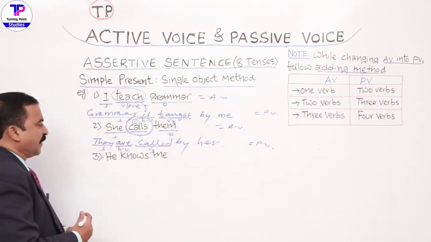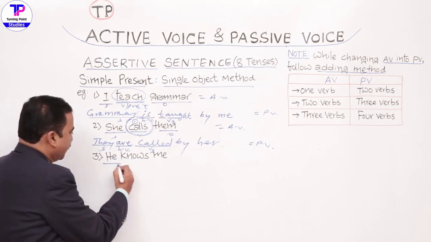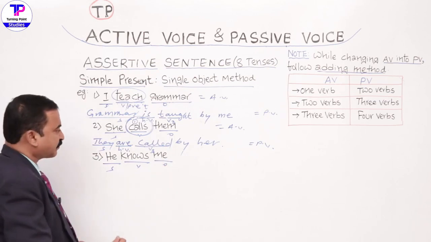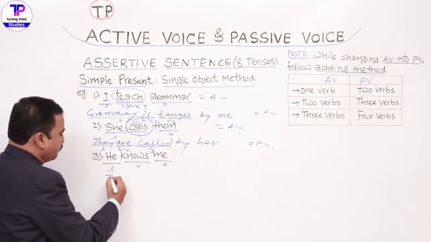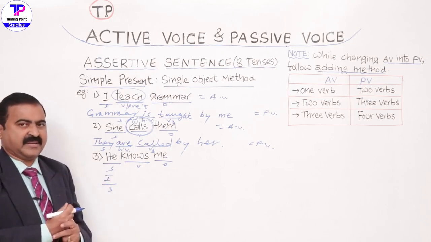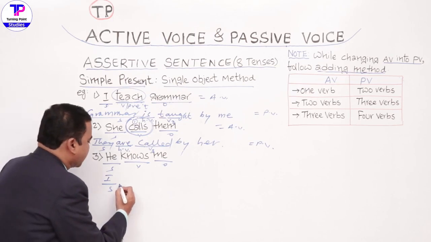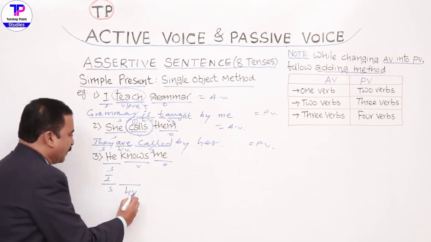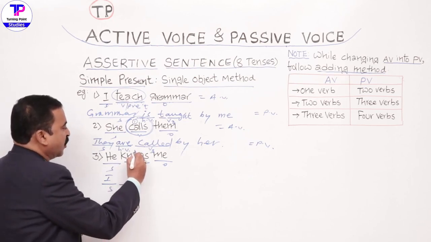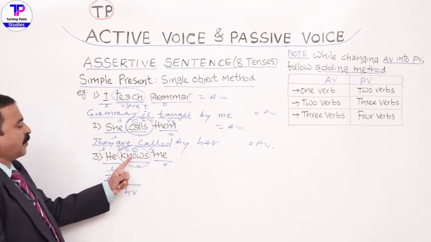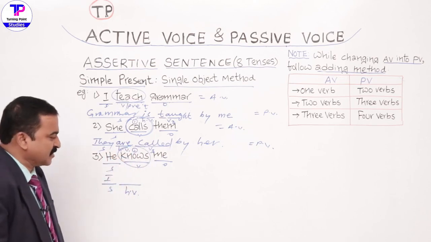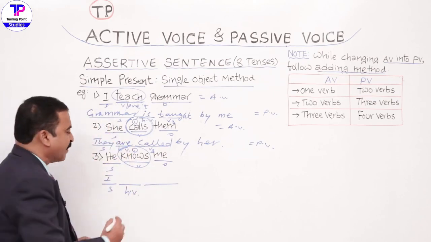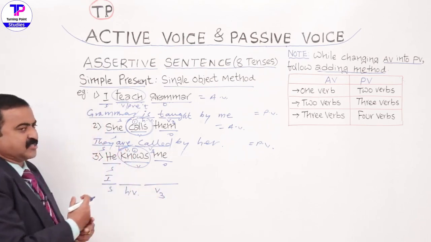Now coming to next example, he knows me. He, subject, knows, verb, me, object. Convert me into subject, I. The word I is called subject. After subject, in passive voice, you have to write helping verb. To write helping verb, see how many verbs are there. Only one verb is there. That verb is knows. Okay? When one verb is there, in passive voice you have to write two verbs. For one you have to write two. First one is helping verb and the next one is V3.